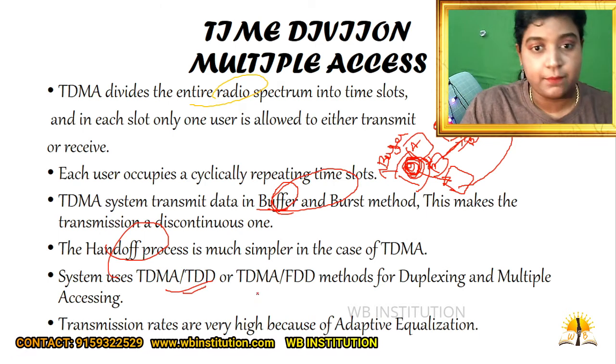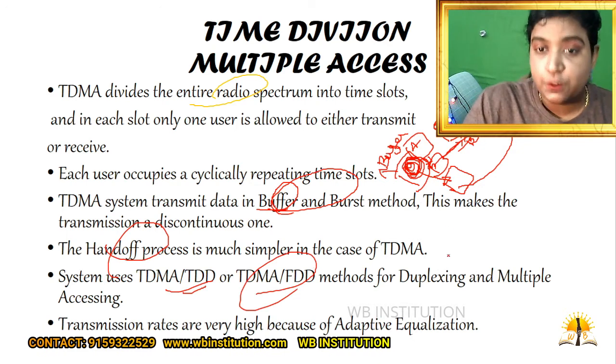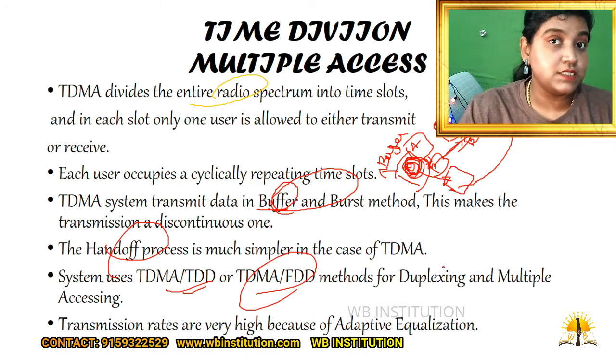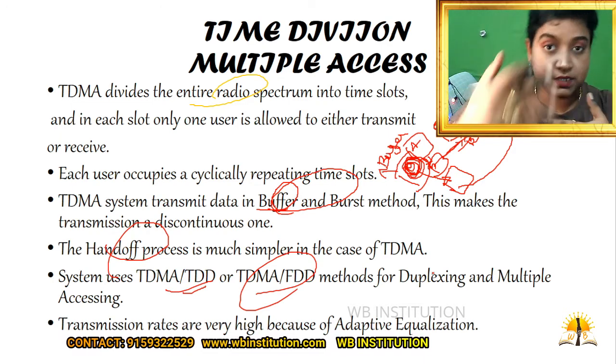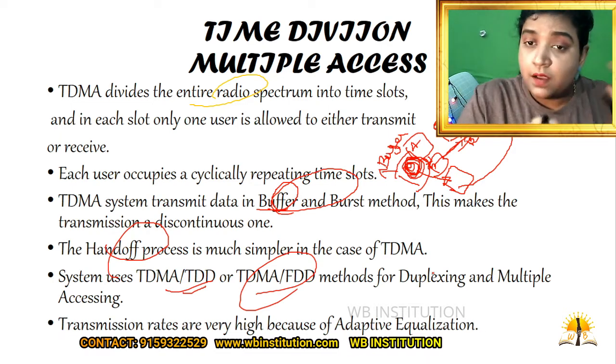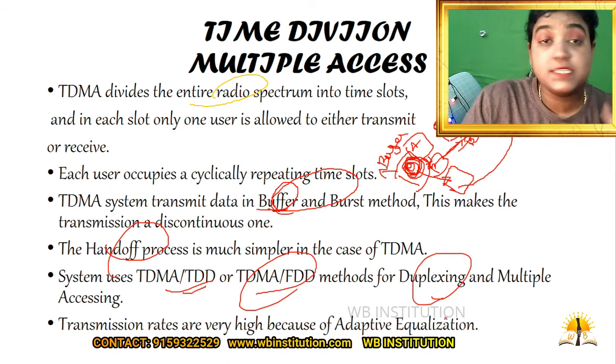Next, the system uses TDMA-TDD or TDMA-FDD methods for duplexing. What is duplexing, ma'am? It is bidirectional communication. It can transmit or receive data bidirectionally. Clear? Duplexing and multiple accessing.